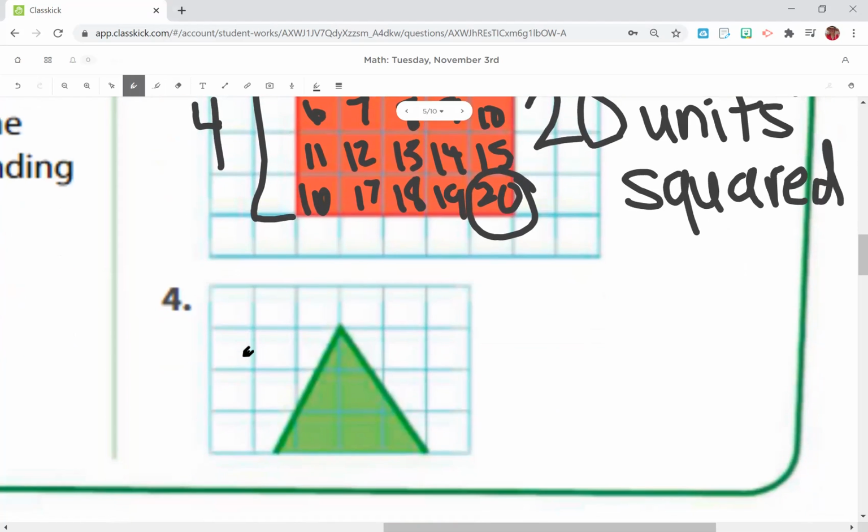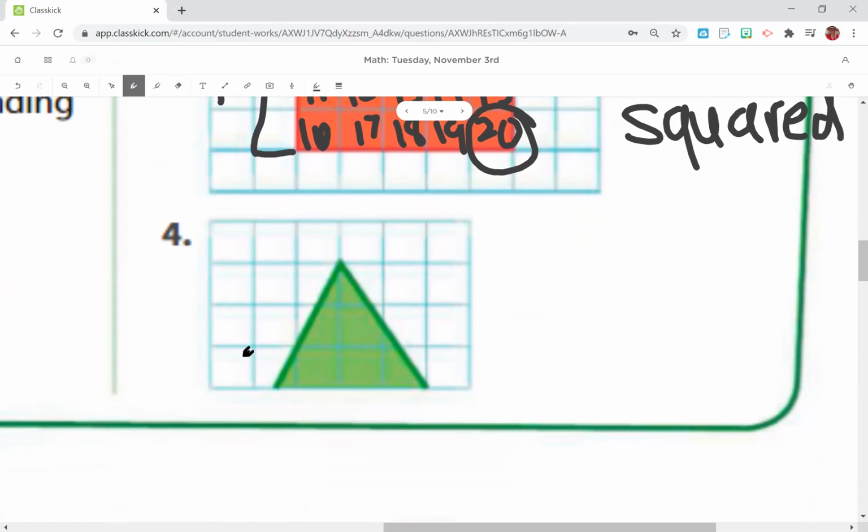Number 4. For this one, we're going to have to estimate because not all of the square units are full. But first, I can outline the ones that I know are all full. I have at least 3. And I could add these 2 together to get another one. So that's 4. So 1, 2, 3.